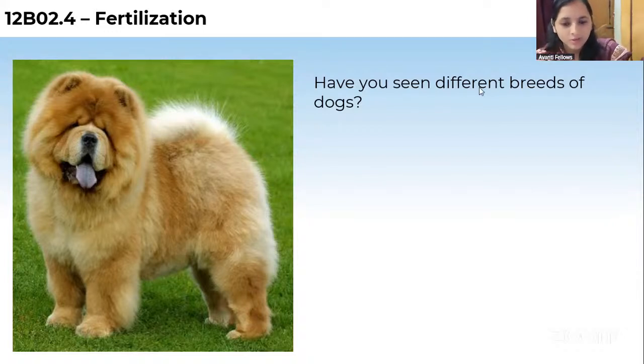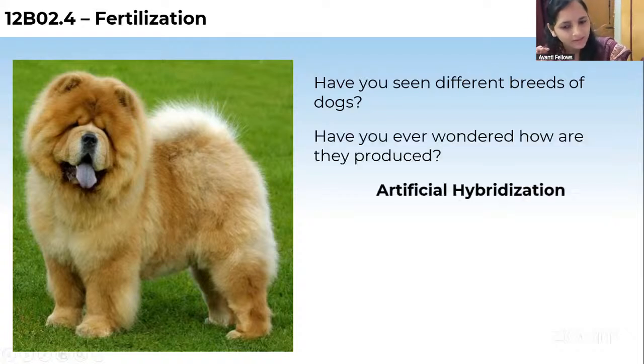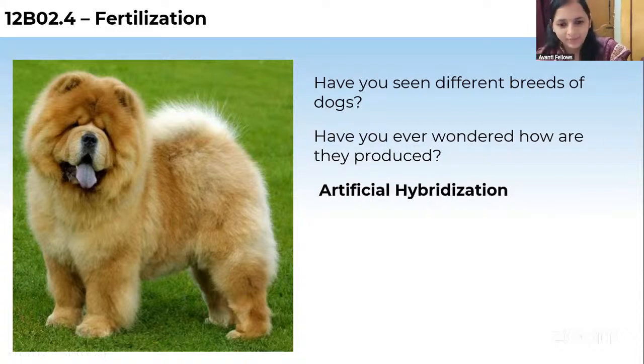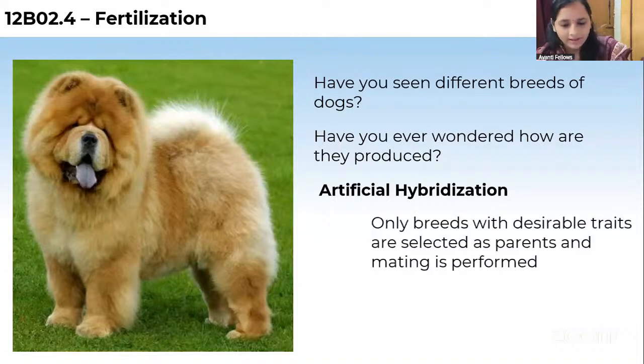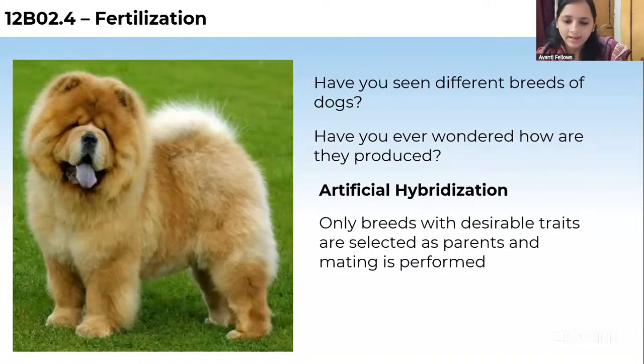So we call this artificial hybridization. What humans are making is not a natural thing. Whatever breeds we are seeing right now did not actually occur naturally. We did the hybridization, right? That's why it is called artificial hybridization. Only breeds with desirable traits are selected as parents and mating is performed.